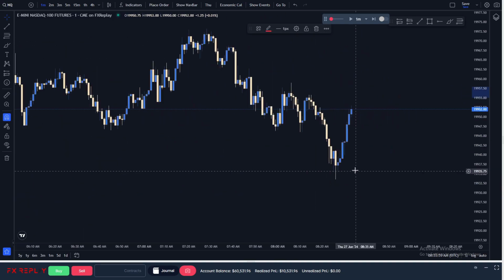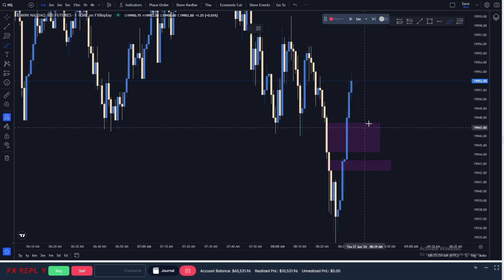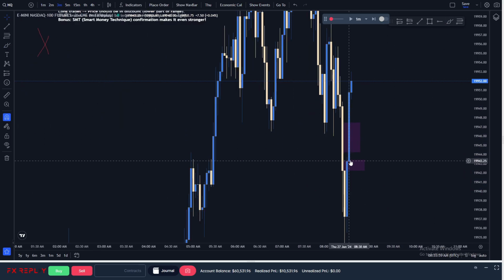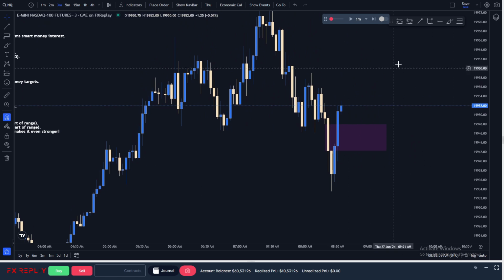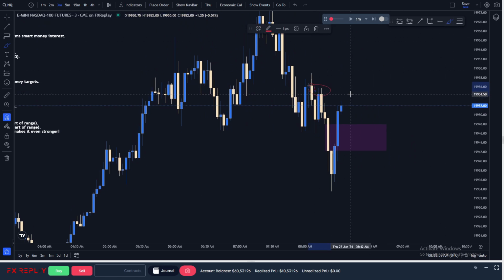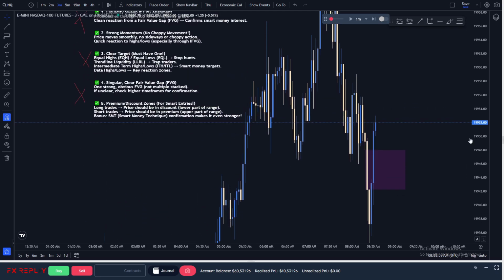So we see in the 1 minute this fair value gap here and this fair value gap right here. Yes, it's small, but we don't want to be trading these double fair value gaps. We want to go into the higher time frame, for example, the 3 minute, to just create one big and obvious fair value gap. This is going to confirm to us that market definitely wants to at least hit this intermediate high.